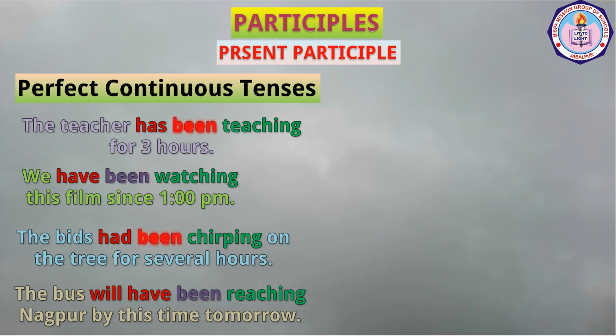Been is a non-finite. It is the past participle of be. The finite verbs are has, have, had and will have respectively, which agree with the subjects as per their number and person. They also determine the tense of the sentences.